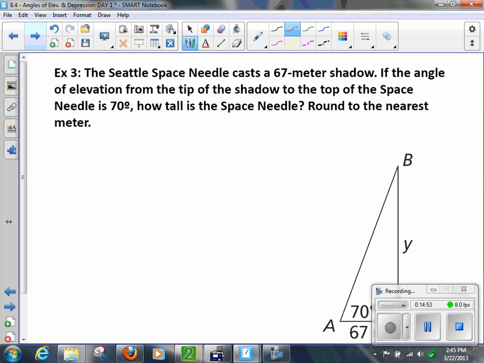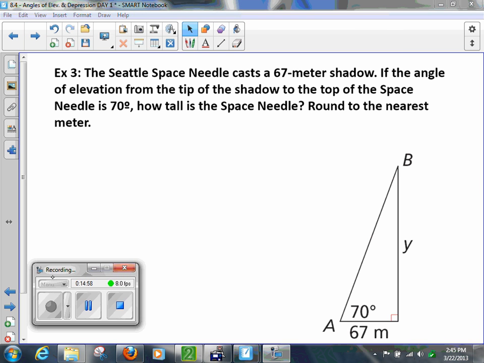So look at this problem. All right, you know the Seattle Space Needle, right? Okay, well, you need to look it up sometime, not in this class. The one in Seattle.